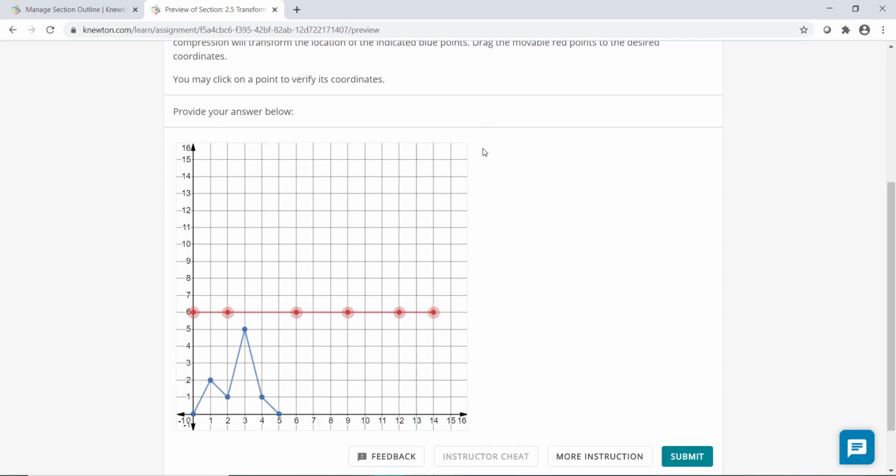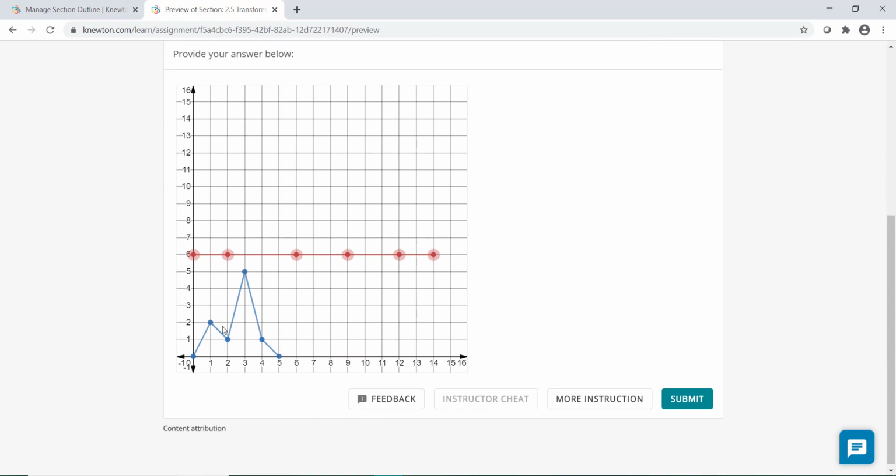So for all of these blue points on my original graph, all of these x coordinates, I'm going to be multiplying by 3. But their y coordinates are staying exactly the same because I'm only dealing with the horizontal transformation. So the first point here is 0, 0. The x coordinate is 0. Multiplying my x coordinate of 0 times 3 still leaves me at the origin.